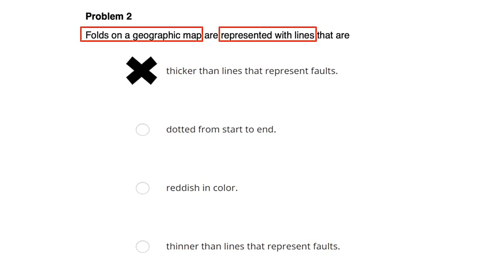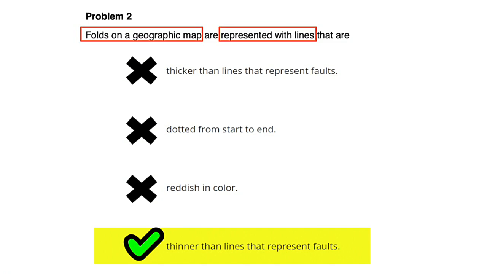Are folds represented with lines that are dotted from start to end? That is not the type of line that would represent a topographic feature on a geographic map. Are folds represented with lines that are reddish in color? Not necessarily. We can eliminate that option. Are folds represented with lines that are thinner than lines that represent faults? This option is the opposite of the first option, and while folds are topographic features, their lines would be thinner than those that represent faults.